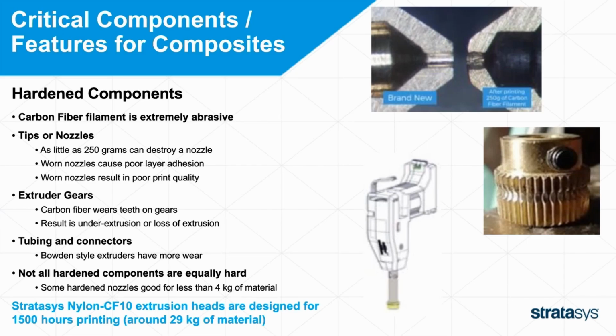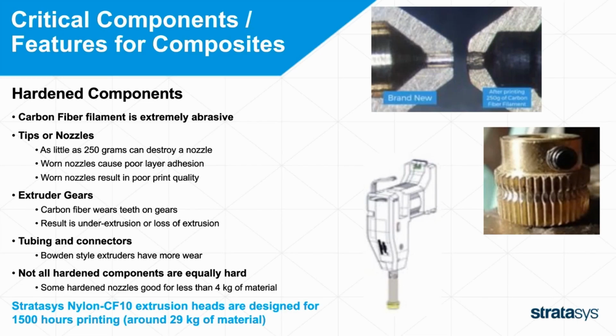And then worn nozzles also result in poor print quality because of that difference in height, difference in geometry, difference in diameter. You're no longer putting down paths with a known dimensionally accurate nozzle. And so now you can have paths that are wider than you want, plastic going in places that you don't want, and so part quality suffers visually.